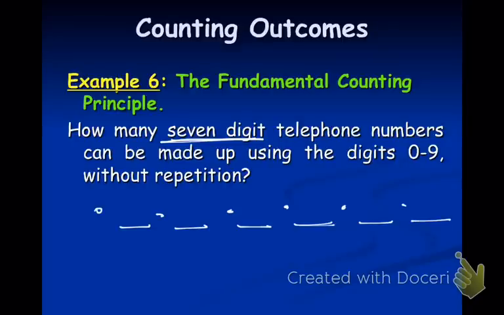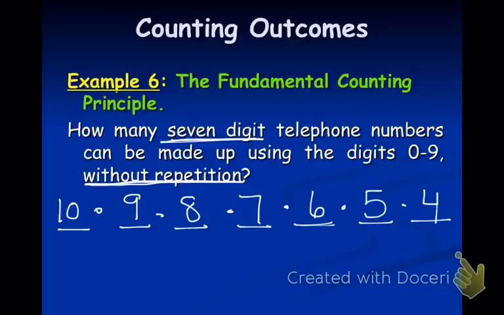5, 6, and 7. So on the first choice, we have 10 options to pick from. For the second one, since we cannot have repetition, we have 1 less number to choose from, so now we have 9. Now that we've used 2 numbers, for the next option there's only 8 left to pick from, and then it keeps going down 1 at a time. So it's going to be 10 times 9 times 8 times 7 times 6 times 5 times 4. If you multiply all these numbers together, use your calculator, of course, you're going to get 604,800 different telephone numbers that can use the digits 0 through 9 without repetition.